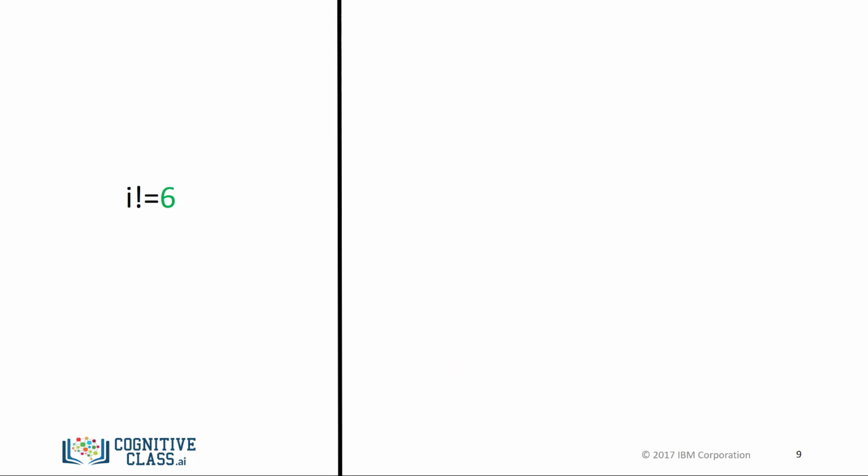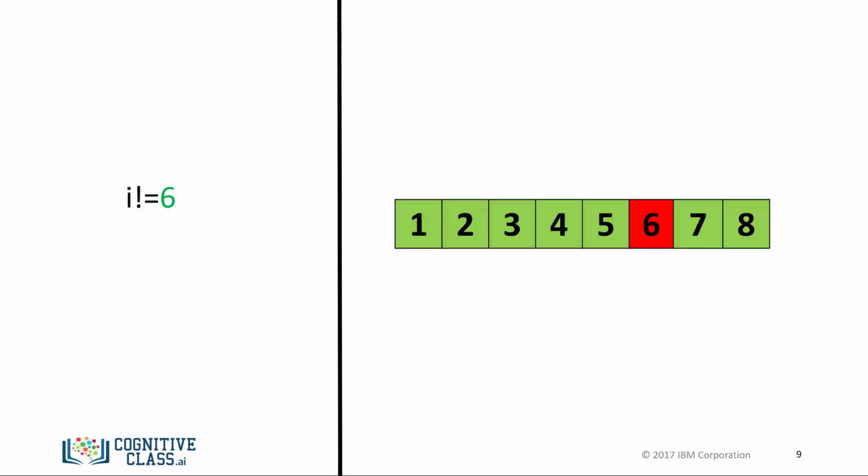The inequality test uses an exclamation mark preceding the equal sign. If two operands are not equal, then the condition becomes true. We can use a number line. When the condition is true, the corresponding numbers are marked in green, and red where the condition is false. If we set I equal to 2, the operator is true as 2 is not equal to 6.